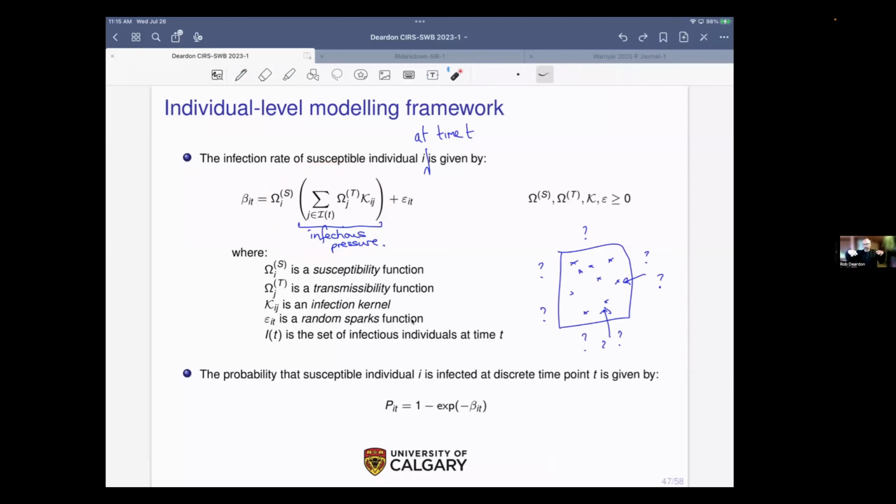Sometimes you may make it follow, like multiply it by the total number of infections, so it follows the general strength of the epidemic. And then finally, put that in a big square because that's important. If I want to put this in a discrete time framework, I have something that looks similar to what we had before. So the probability that a susceptible individual i is infected at discrete time point t is just 1 minus e to the minus beta, where beta is this thing. Okay. The big difference is this is now different for every individual, potentially, in the population at a given time point.